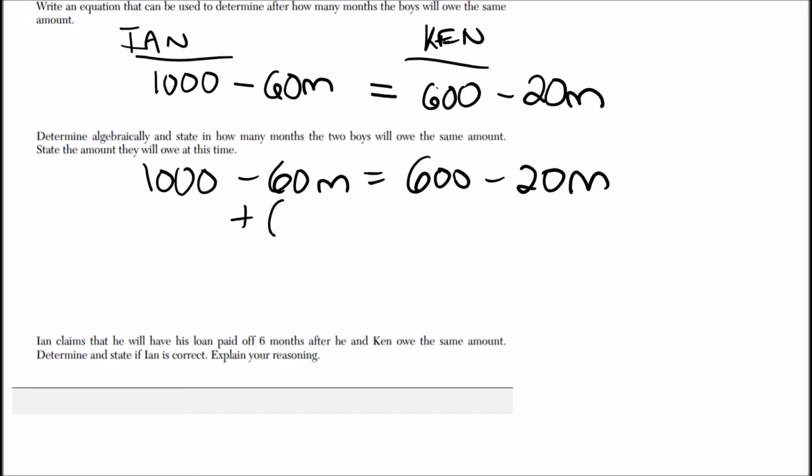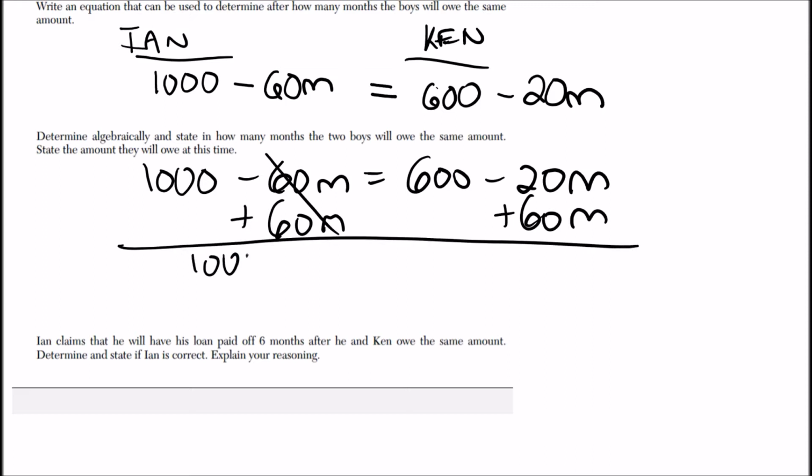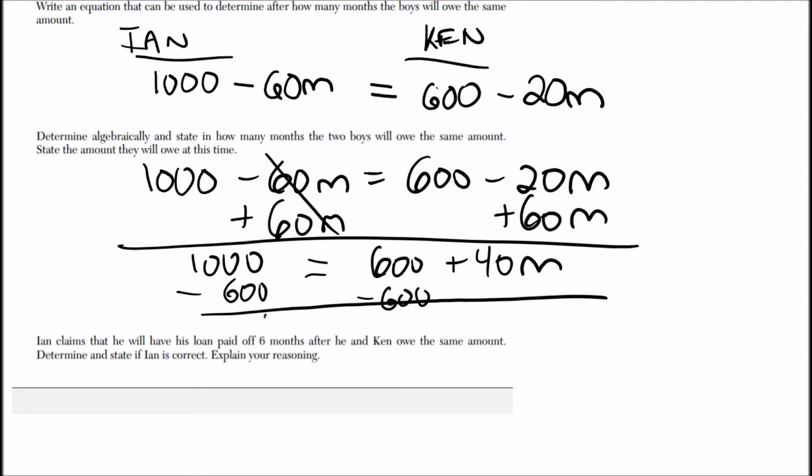So I'm going to go ahead and add 60m to both sides. And we'll get that 1,000 becomes 0, equals 600, and this will become plus 40m. And then I'm going to subtract off the 600 from both sides. And we'll be left with 400 equals 40m.